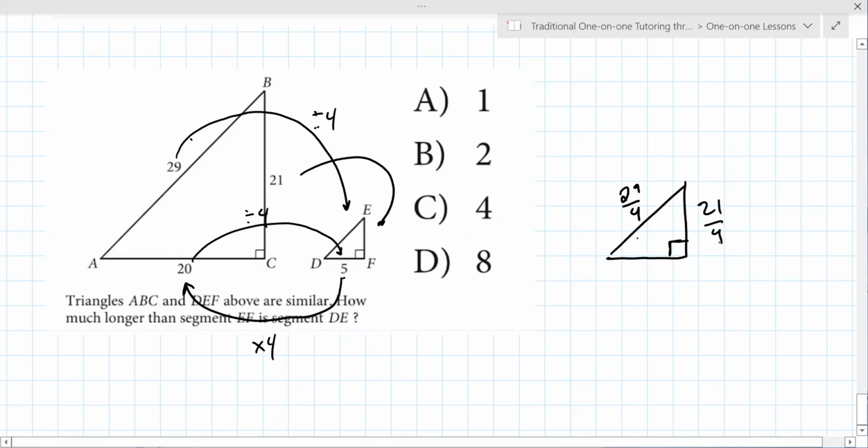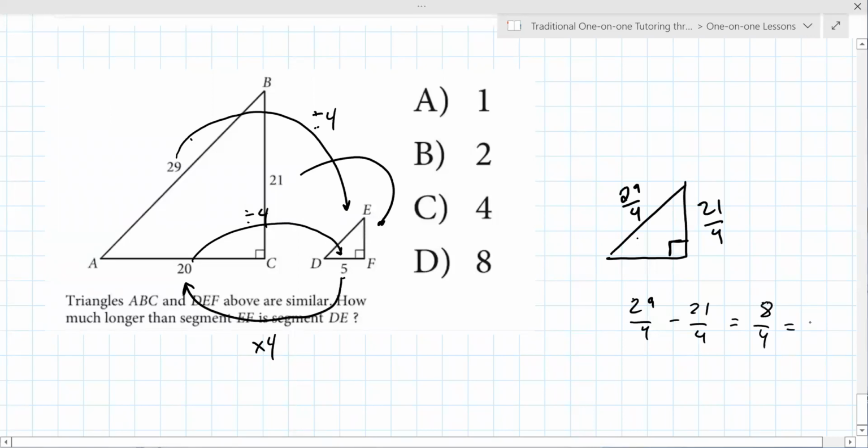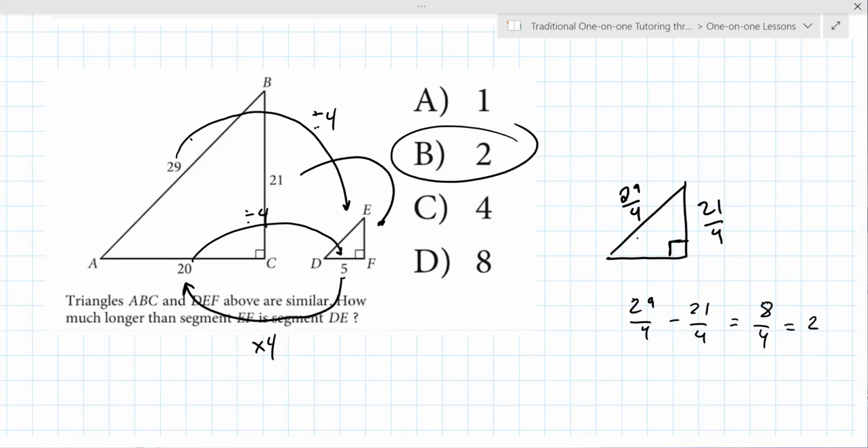Now we're interested in the difference between them because this is how much longer. So you're just taking the difference between the two. 8 over 4, yeah. And then that reduces to 2. So generally you want to find the sides when you're given these similar triangles.